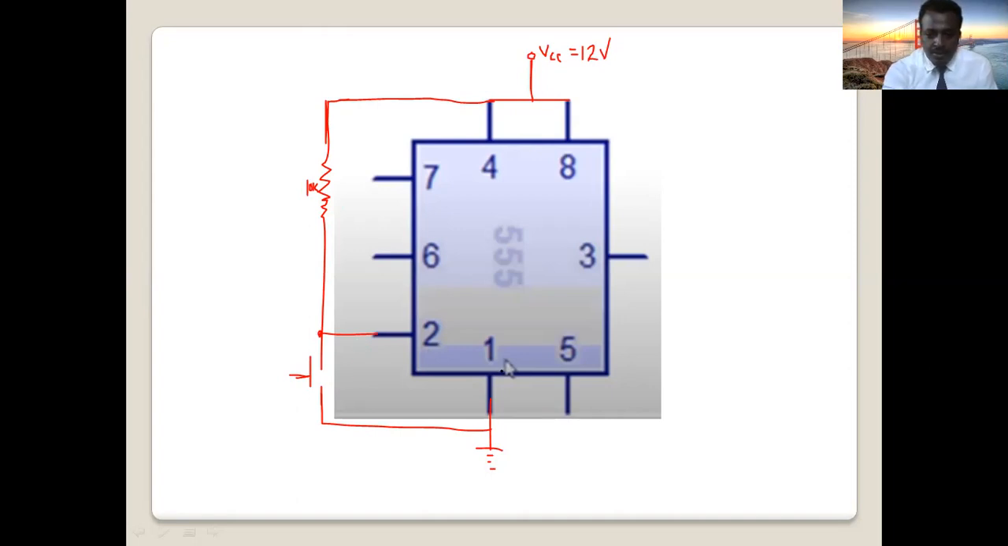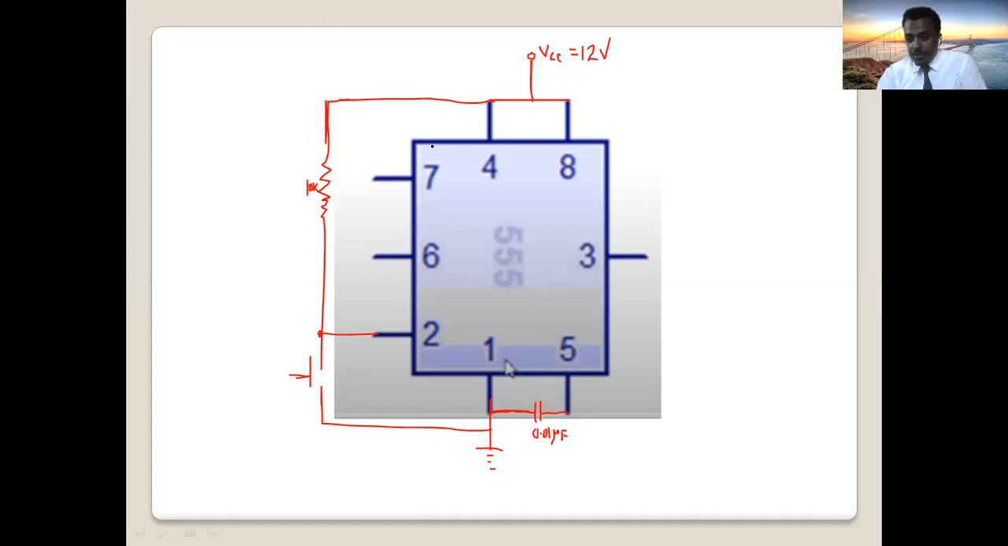Pin number 1 is ground. What's pin number 5? It's the control voltage. We are not using the control voltage. So always, if you are not using the control voltage, ground pin number 5 through a 0.01 microfarad capacitor, because we are not using it. Pin number 5 is a special type of input. In bistable mode, we are not using pin number 5. We are not using pin number 7, discharge. Pin number 7 is called the discharge pin. We are not using it.